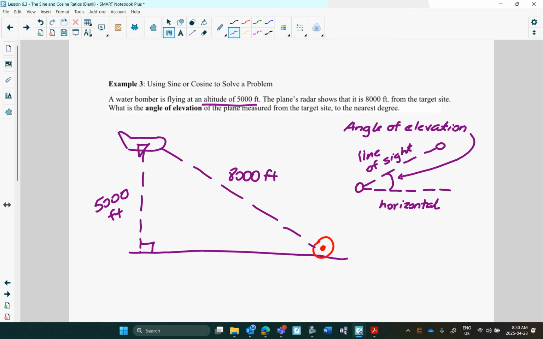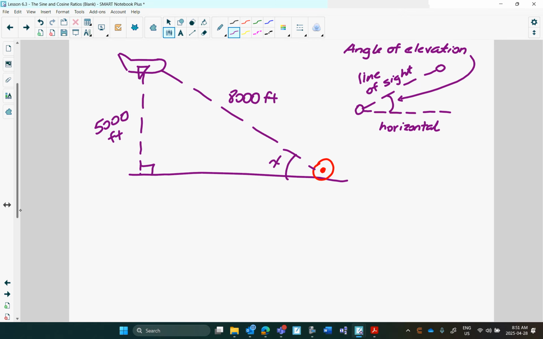So if it's asking for the angle of elevation from the target site, it must be talking about this angle. Because the ground is the horizontal, and from the target site looking up to the plane is the line of sight. So that's our unknown. Okay? Now we have to find it. Think now, SOHCAHTOA. Don't be distracted. Stay on me. Okay?